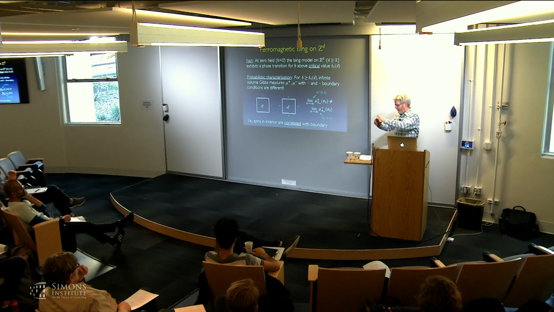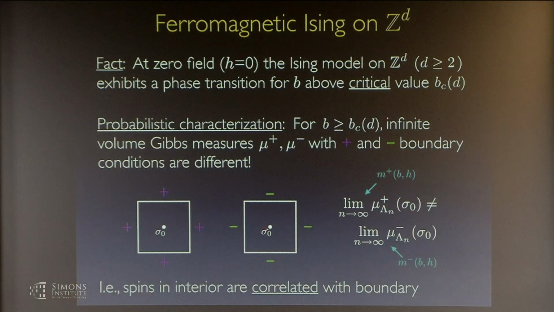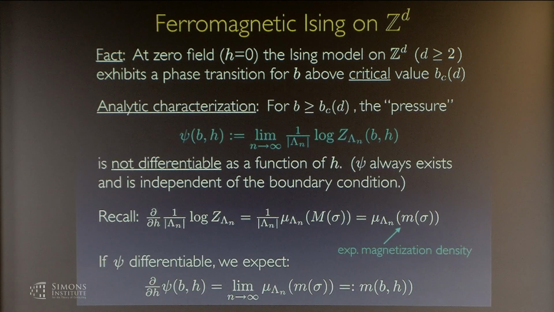Okay. So what it means is that even as the boundary recedes to infinity, there is a non-vanishing effect of the boundary felt at the origin. Okay, so for the analytic characterization of the phase transition, we look at the quantity that's sometimes called the pressure, which is basically log of the partition function, normalized by the volume so that it's something that stays finite. So let's call that quantity psi. Turns out that this limit always exists, and it's independent of the boundary conditions. You don't have to specify the boundary conditions.